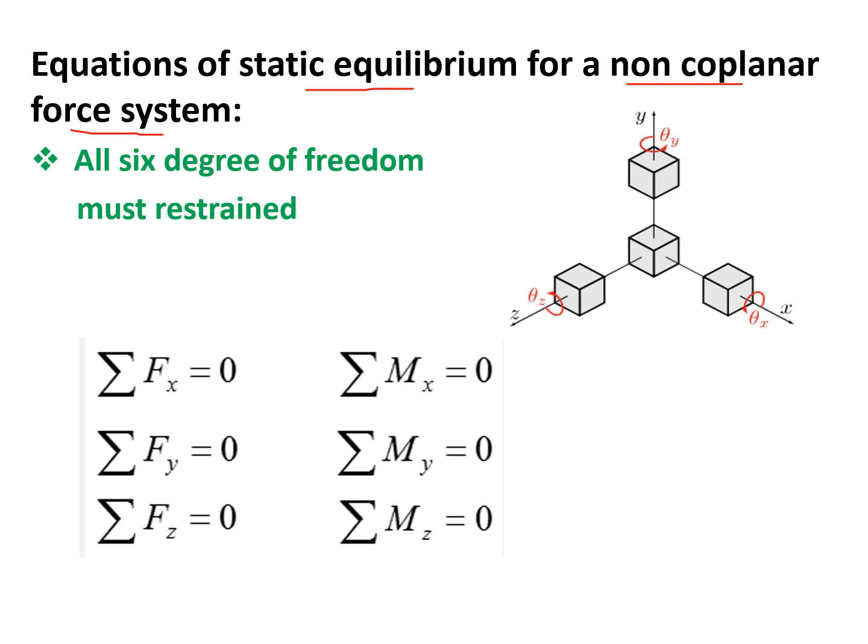And now when we talk about static equilibrium, we can frame the equations based on the degrees of freedom, because when the body is in equilibrium, all 6 degrees of freedom must be restrained. Only then can we say that it is under static equilibrium.